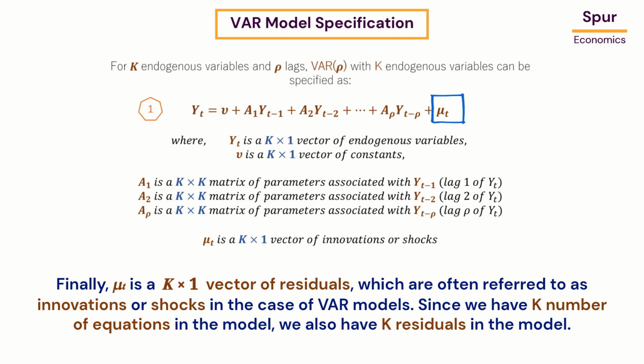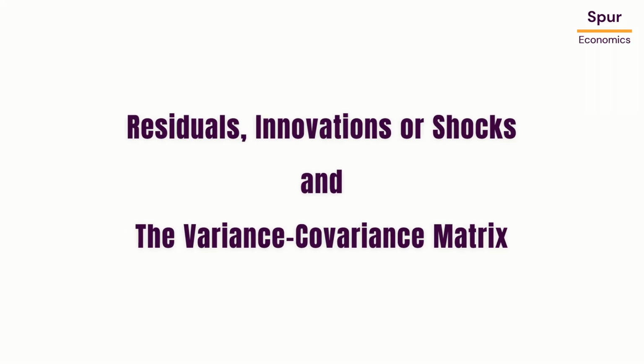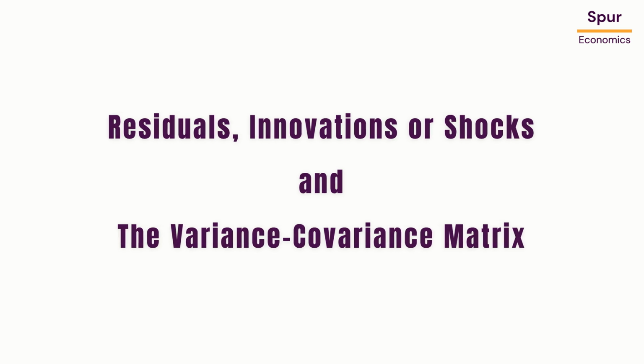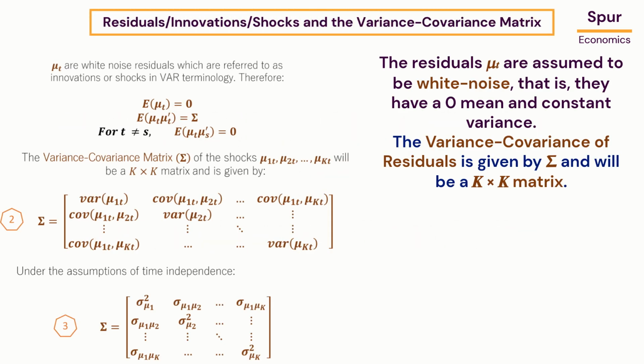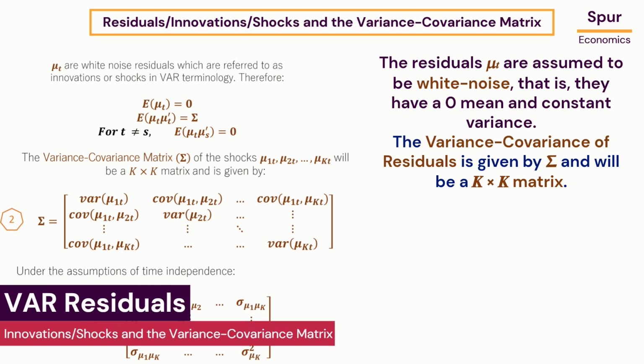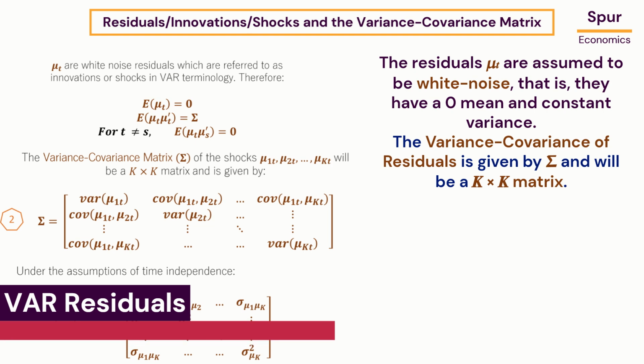Finally, μt is a k by 1 vector of residuals, which are often referred to as innovations or shocks in the case of VAR models. Since we have k number of equations in the model, we also have k residuals in the model. The residuals of μt are assumed to be white noise, that is, they have a zero mean and constant variance. The variance-covariance of residuals is given by sigma and will be a k by k matrix.